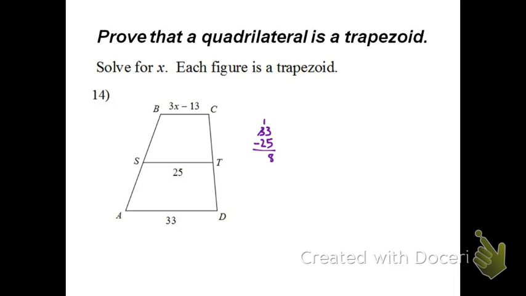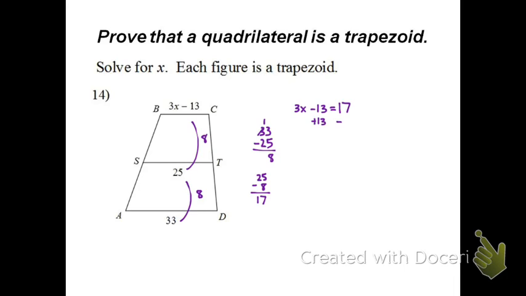Okay, so then if we take away 8 each time, if we take 8 away from 25, 25 minus 8 is 17. Okay, so that means the top, which is 3x minus 13, 3x minus 13 is equal to 17. Alright, that's the equation I would probably set up. And now from here, we can solve.